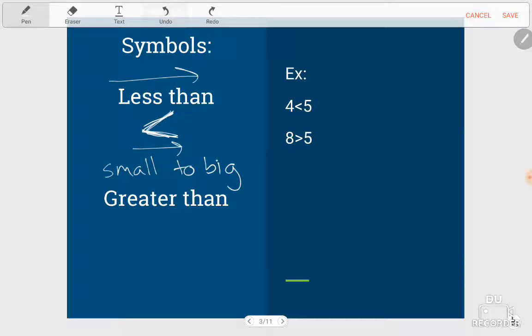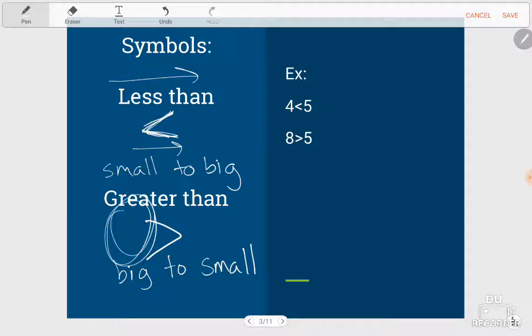For greater than, it goes the opposite way. As we read the sign, we hit the big side first, so it goes from big to small. Again, reading the sign, we hit the big side first, and then the smaller side. So it goes from big to small. This is greater than this side. Okay, so make sure you have these symbols written down, and I would write the words below as well, the small to big and big to small.